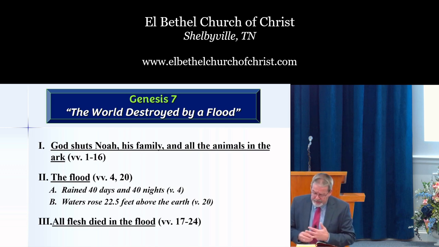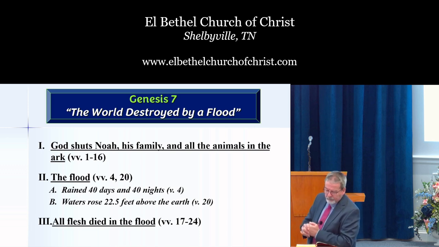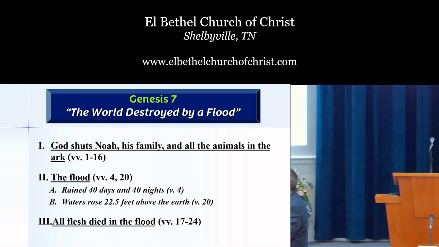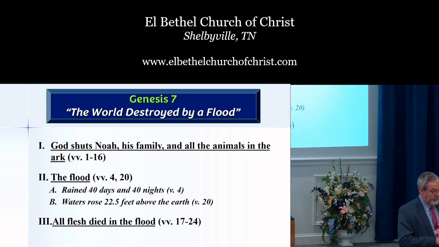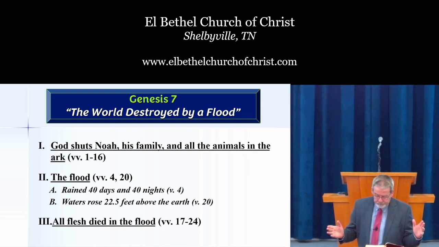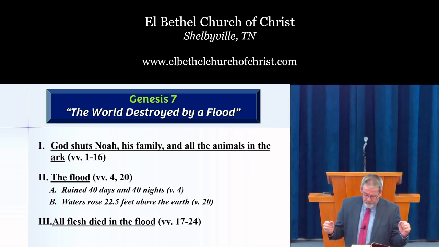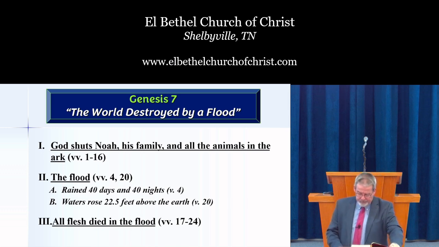What else do we see in verses 1 through 16 that we need to know about? Verse 5 makes similar points that we saw in 6 and 22, that Noah did all that was commanded. Verse 6, you might flag that he was how old when the floods came upon the earth? 600 years old. Verse 11, in the 600th year of Noah's life, then all the fountains of the deep were broken up. That's when the flood started.